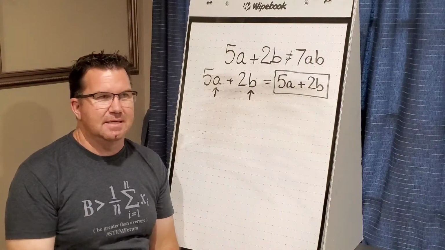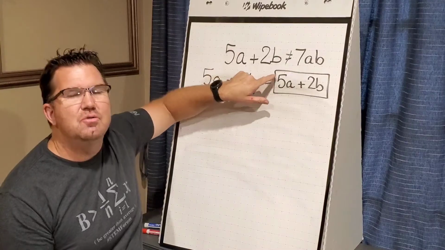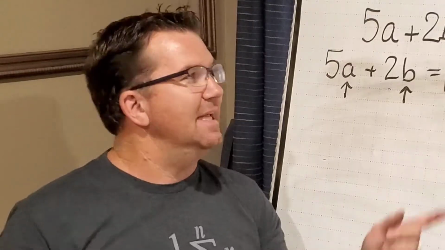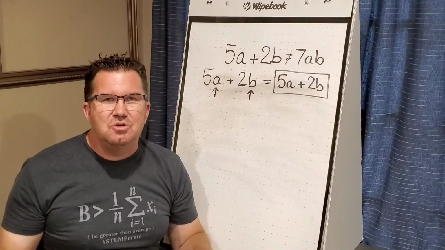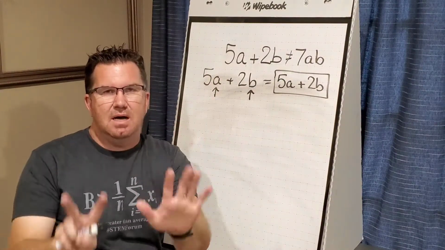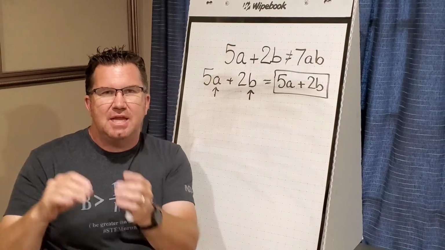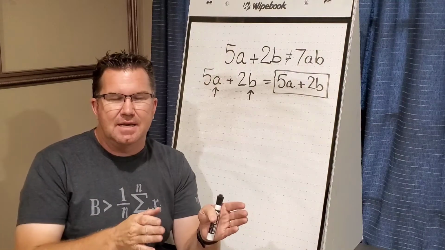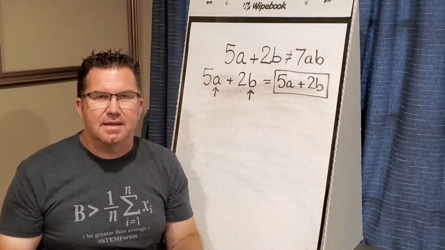Think about it like this. If I had 5 apples and then I got 2 bananas, do I suddenly have 7 banapples? Nothing I do can make me have 7 of the same object. There is no relationship that can get me to change an apple into a banana or a banana into an apple. I can't do anything.